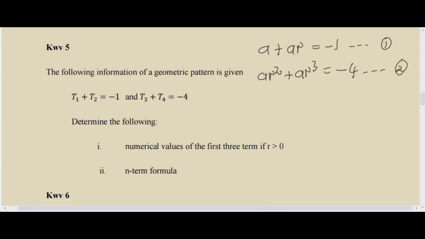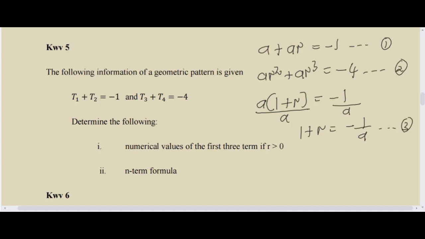Now at this point, let's deal with equation number 1. We can see that A here is the common factor. So let's factor out the A and we'd be left with A times 1 plus R is equal to negative 1. Now let's make 1 plus R the subject of the formula. We're just going to divide both sides by A. Then we have 1 plus R is equal to negative 1 over A. Let's call this equation number 3.